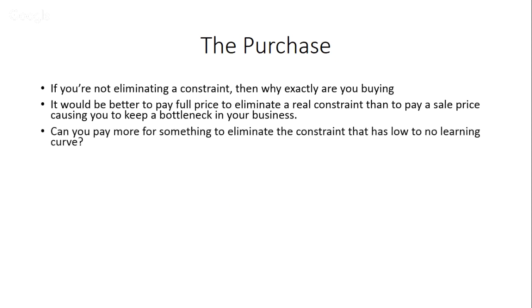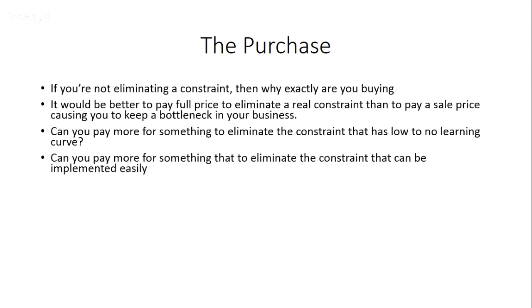Now, the question is this: can you pay more, even more, for something to eliminate the constraint that has a low to no learning curve? This is individual to us. If you're looking at something and you're saying, you know what, this is for me. Now it may cost more, but this thing is for me. And when you factor in the time it's going to take you to implement, typically, if you buy that thing that has for you a low to no learning curve, you will make more money faster in your business than if you bought the 10 things that kind of made you feel good but didn't eliminate a constraint.